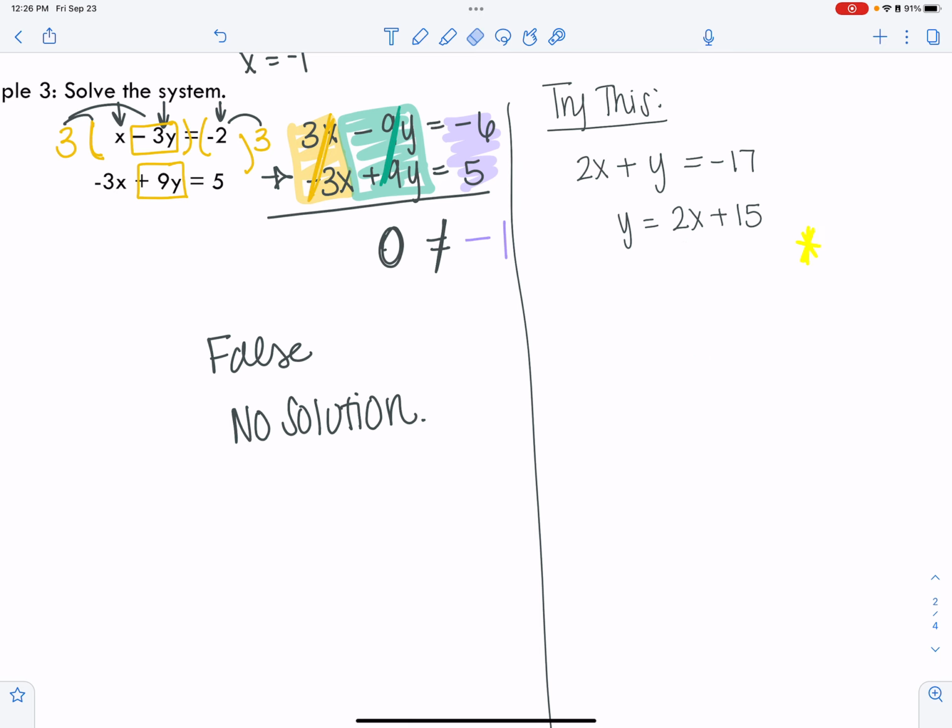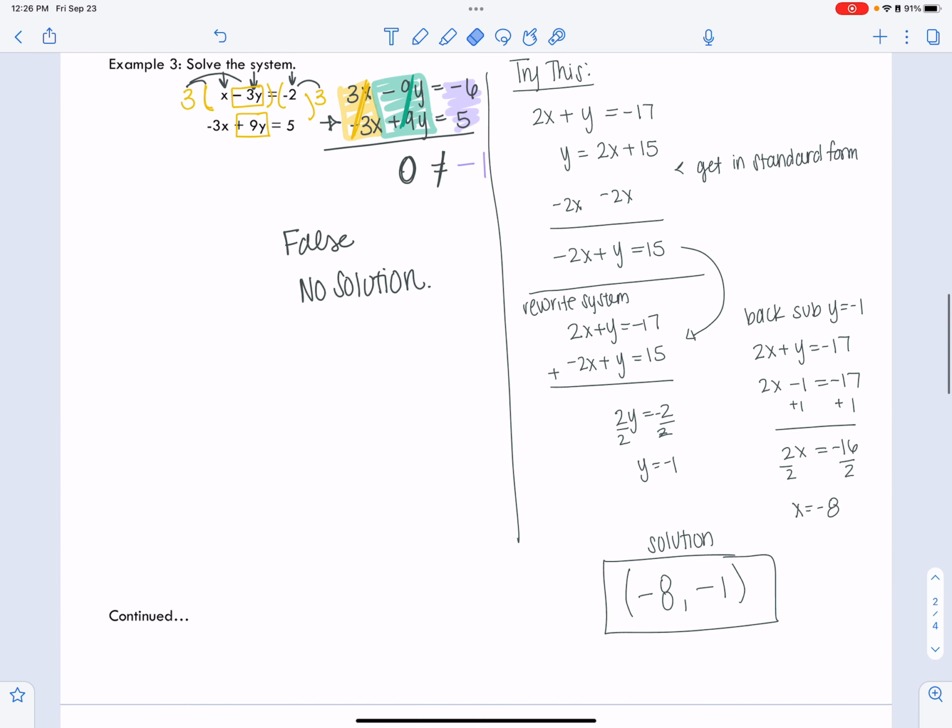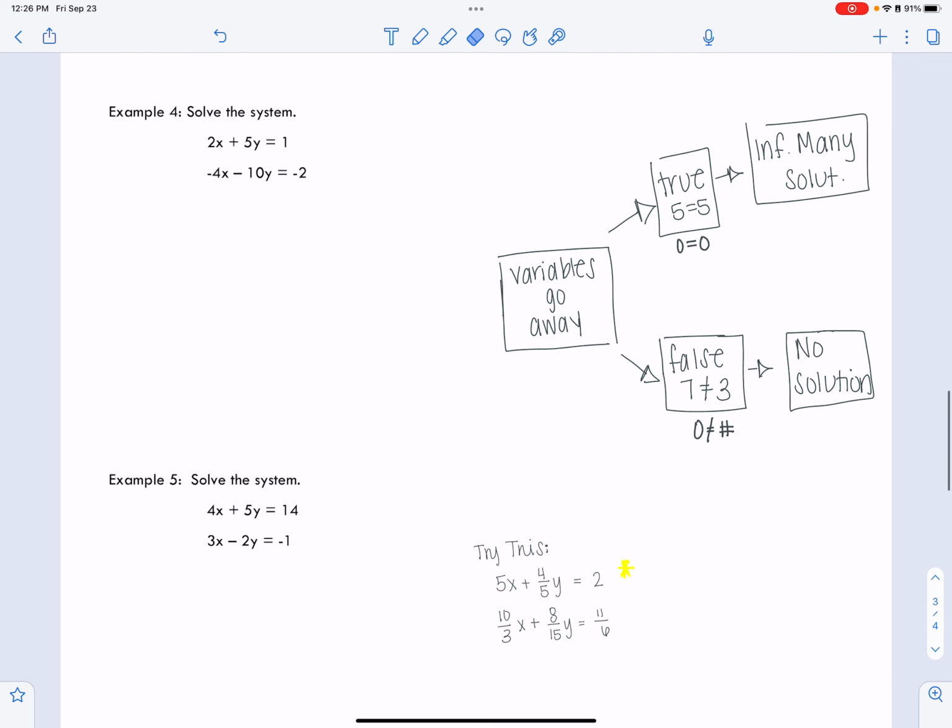All right, so see if you get the same answer, and if you need to, repause and check that again. All right, last two examples. So we've got solve the system again. 2x plus 5y equals 1. Negative 4x minus 10y equals negative 2.